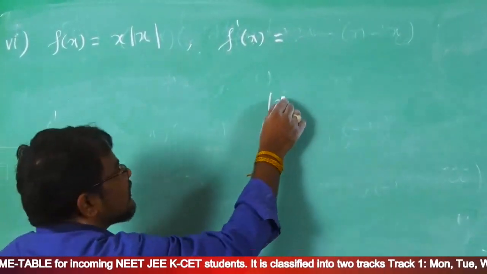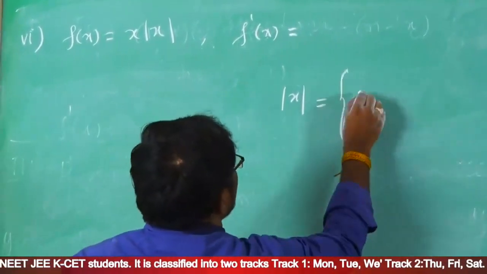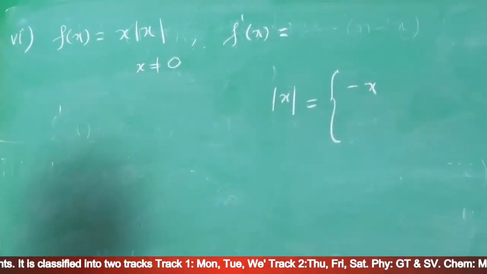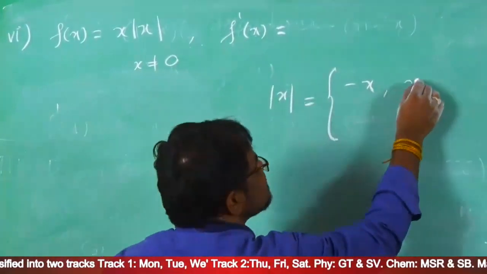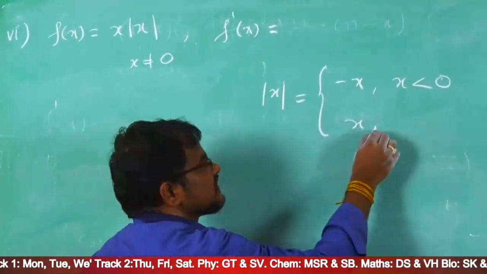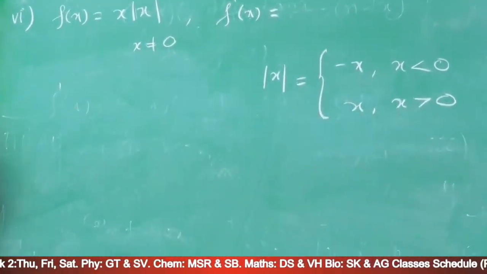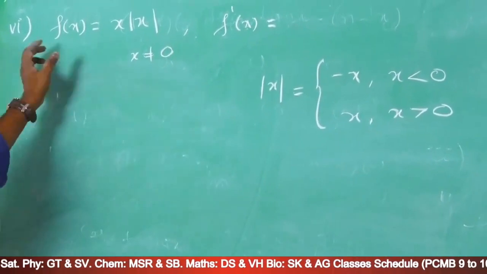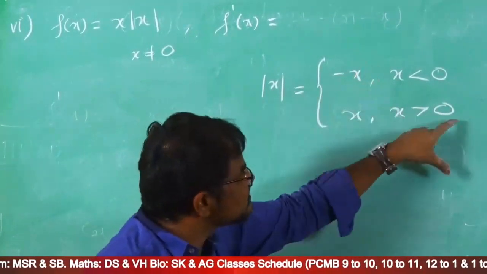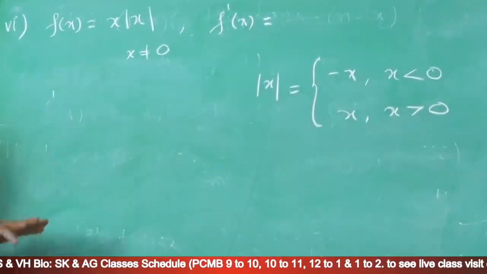We know that mod x is equal to minus x, suppose I take x not equal to 0, whenever x is less than 0. Next, x is there whenever x is greater than 0. Now, whenever x is less than 0, mod x equals minus x. Whenever x is greater than 0, mod x equals x.